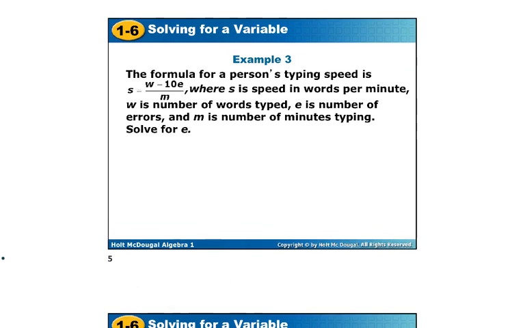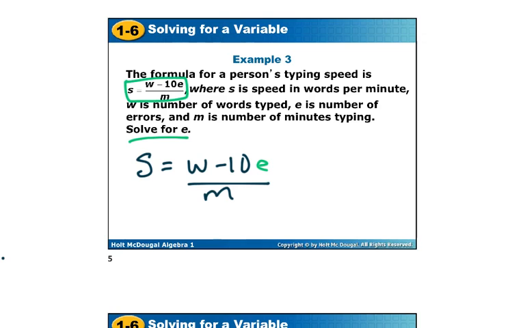Alright, the next piece here, we have a very large fraction, but of course fractions are really just division, and so to undo, for instance, this fraction with a denominator of m, we would undo that by multiplying by m. In this problem, they want you to take this formula for a person's typing speed. They tell you what all of the letters mean, but really we just need to know that we're solving for e. So as we rewrite this, our e is the thing that's trying to be isolated, and we have s equals w minus 10e over m.